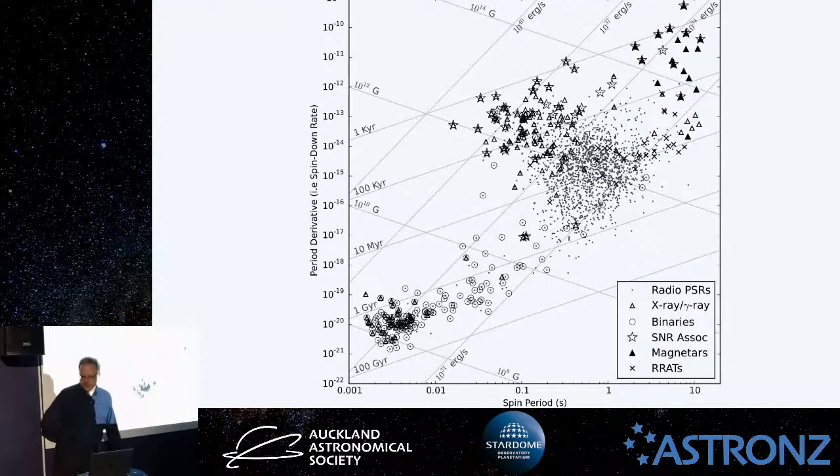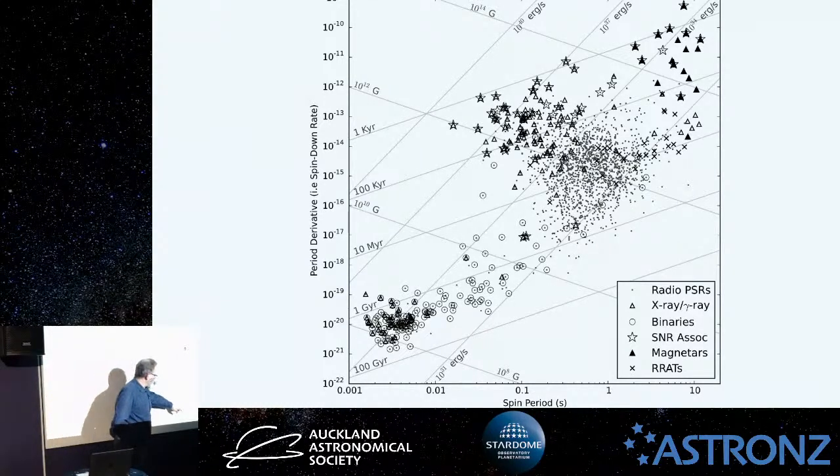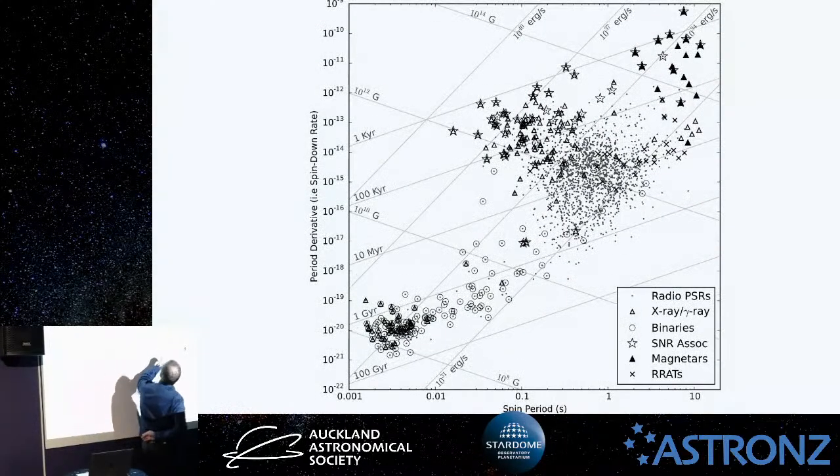So a Gauss, there are 10 to the 4 Gauss in a Tesla, if you're more used to thinking about magnetic fields in Teslas. So this would be 10 to the 4 Teslas. And here you see a line 10 to the 10 Gauss, so that'd be like 1 million Teslas. And then 10 to the 12 Gauss is this line running through here. That's your average run-of-the-mill pulsar.